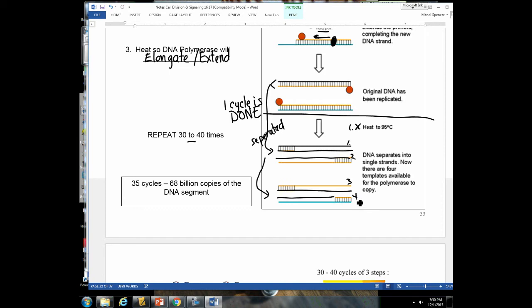Now think of the numbers that we can get. If every time we're doubling the number of DNA molecules, by the time this machine cycles 35 times, from that 1 molecule of DNA, you end up with 68 billion copies of that DNA segment. So we are copying DNA. We're replicating it through a process that's called PCR.